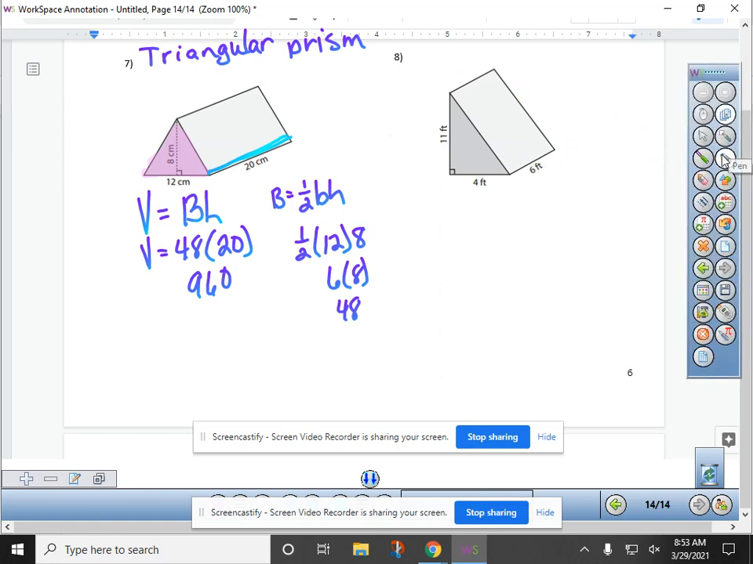Let's look at number 8. What is the shape of the base? Triangle. What is the formula for the volume of a triangular prism?